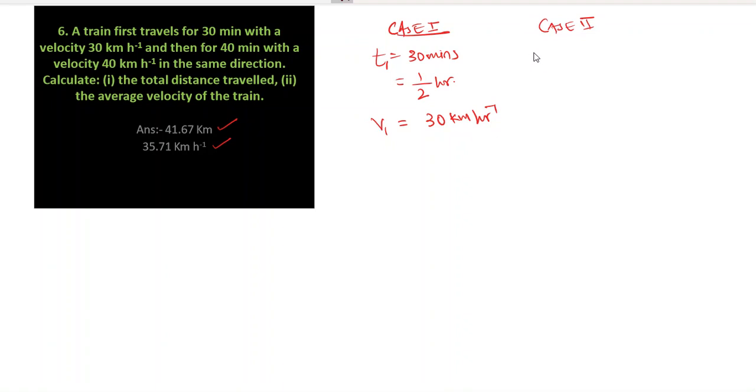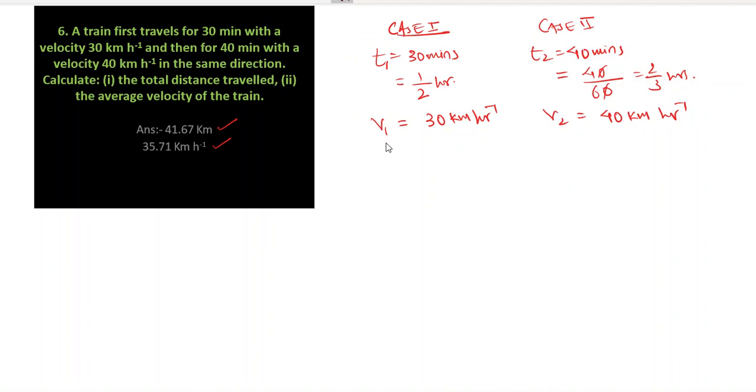And then for 40 minutes. Okay, so time 2 will be 40 minutes with a velocity of 40 kilometer per hour. 40 minutes I'll be writing as 40 by 60, which is 2 by 3 hours. And the velocity is 40 kilometer per hour, in the same direction. Calculate the total distance traveled.